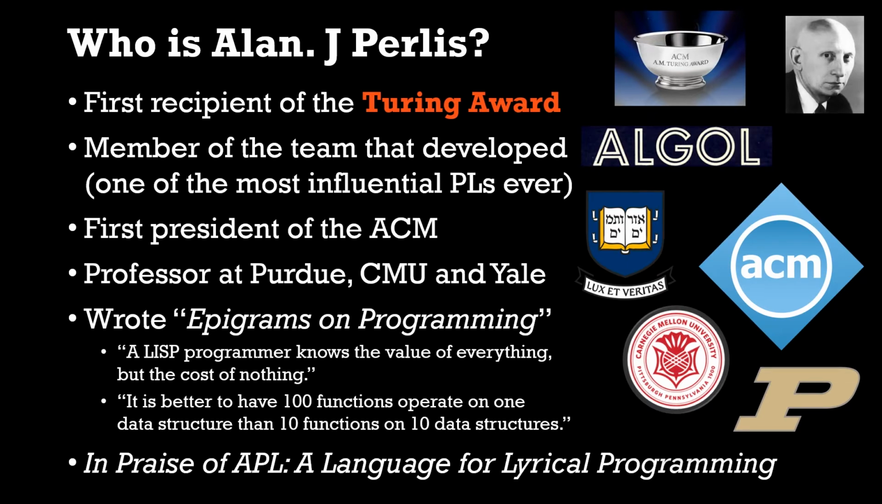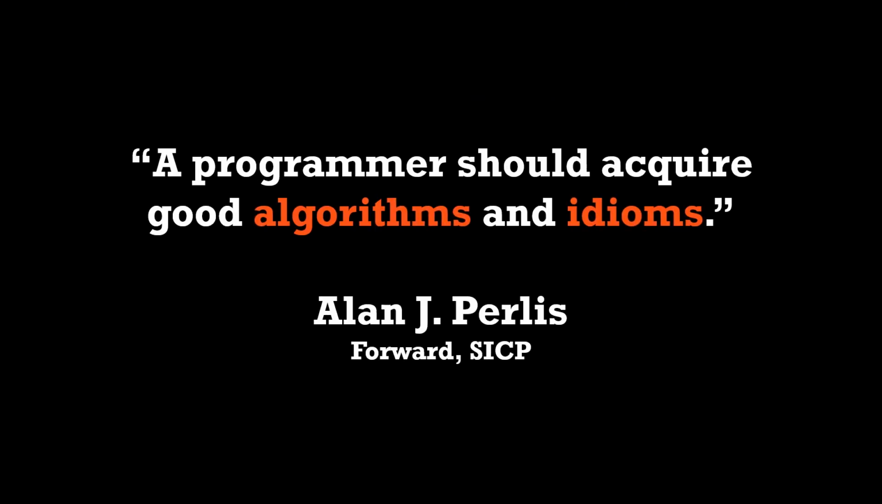And on top of this, he is the author of one of my favorite papers, In Praise of APL: A Language for Lyrical Programming. I'm not going to talk any more about that because probably in one of the future books that we cover, we'll be covering an APL book. So anyways, Alan J. Perlis: prolific individual, first recipient of the Turing Award, first president of the ACM, helped develop ALGOL, definitely someone you should know about.